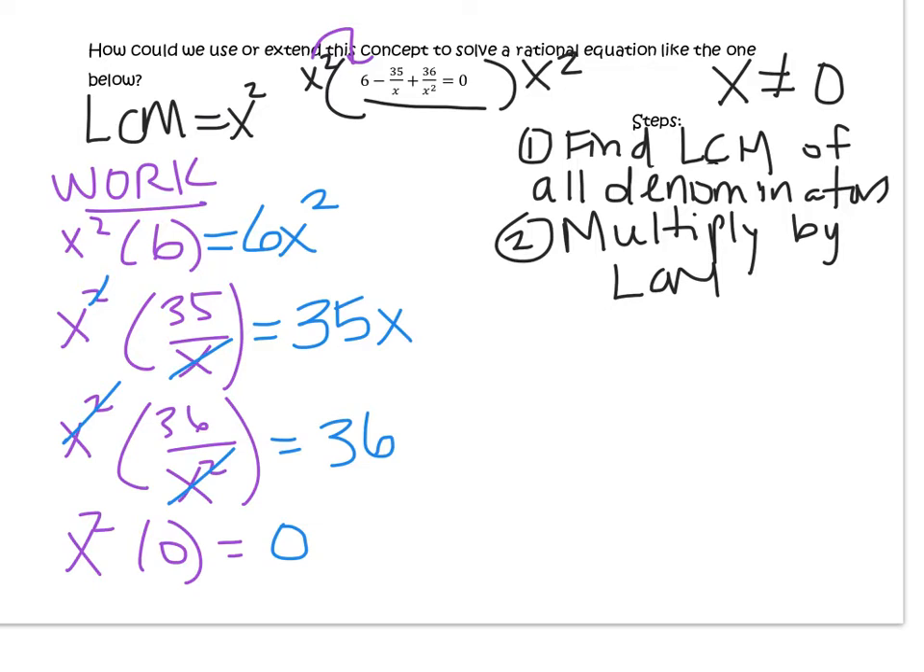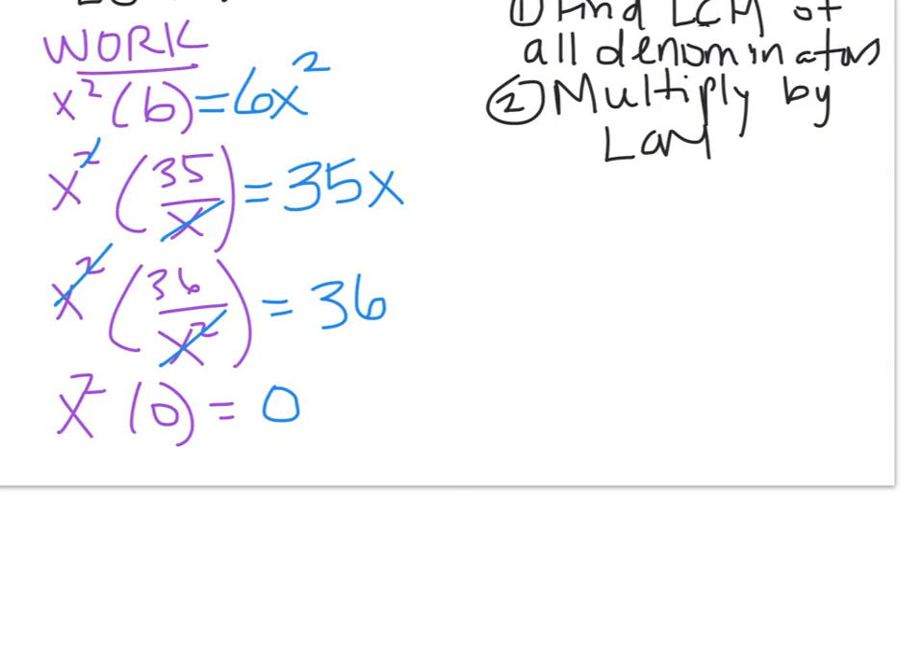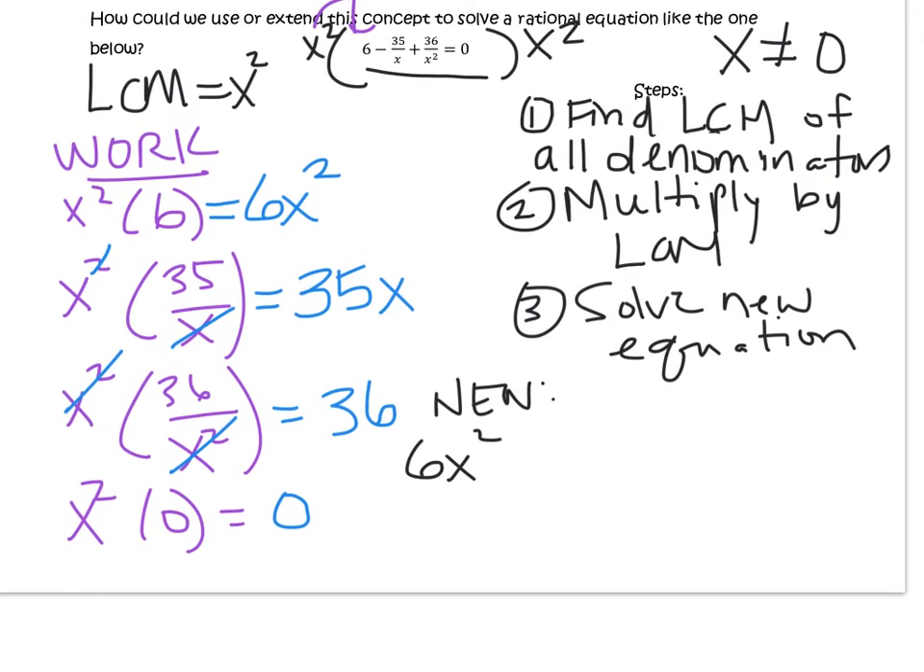All right, so I'm going to form this new equation. Let me just move this up a little bit. My next step is to have a new equation that I'm going to solve. Sometimes I have to factor this, depending on if it's a quadratic or if it's linear. So here's my new equation. I have 6x squared, minus, that's where I'm bringing down my minus, 35x plus 36 equals 0. So that's my new equation. I turned my rational equation into a quadratic.